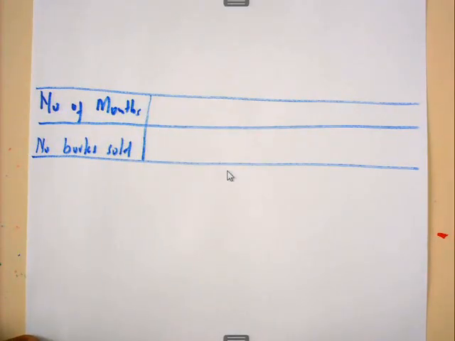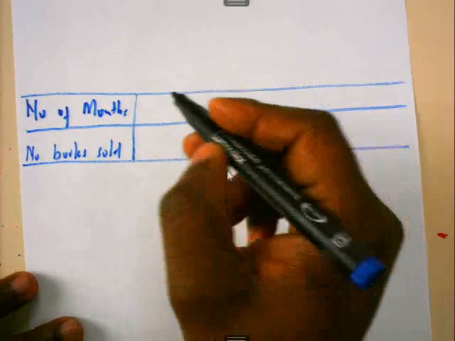Now the example, if I may read to you, says: consider the following scatter plot of information obtained by a publishing company that recorded the number of books sold over a period of 12 months. So it means we have 12 months here.